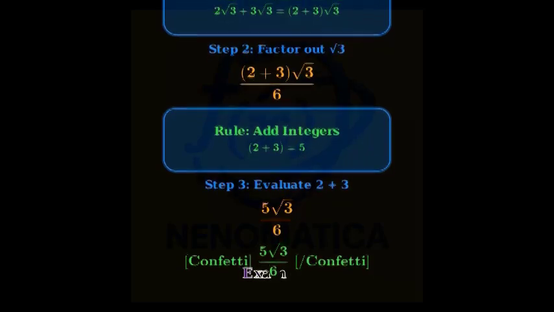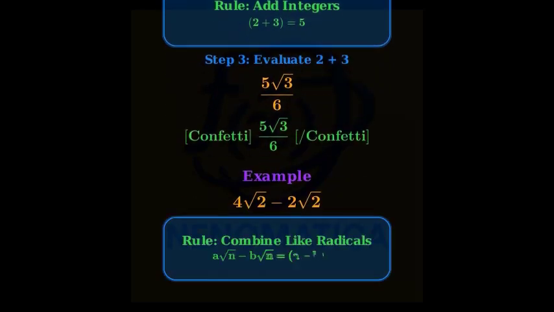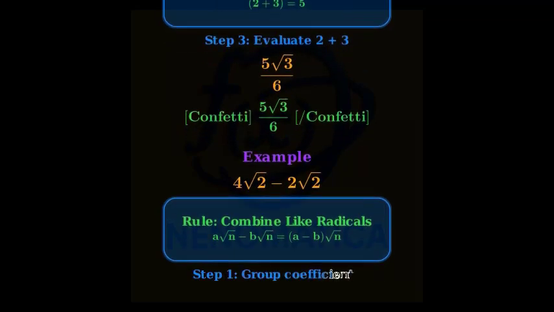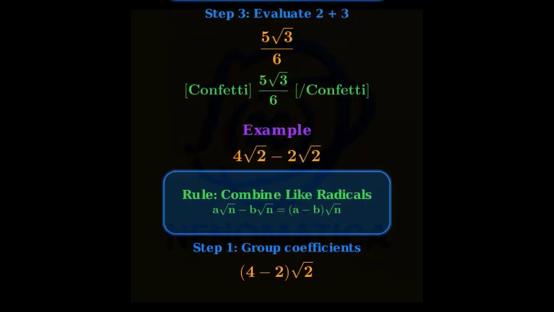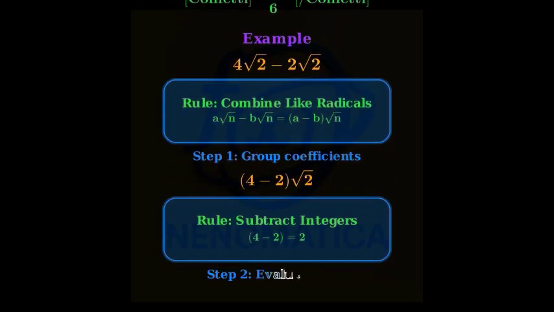Example. Third problem. 4 root 2 minus 2 root 2. This is again a like radical situation. Step 1. Group coefficients. Open parenthesis 4 minus 2 close parenthesis times root 2. Step 2. Subtract 4 minus 2 to get 2, so the result is 2 root 2.